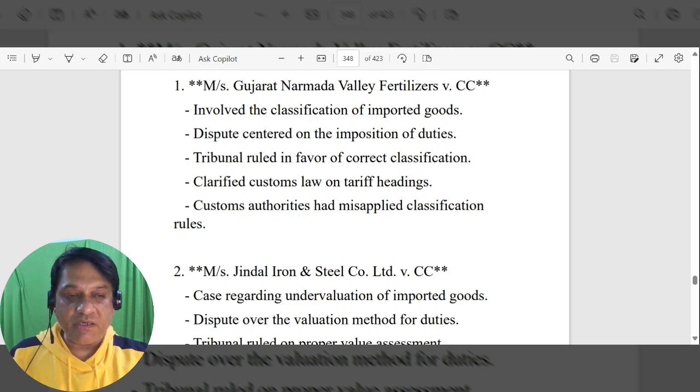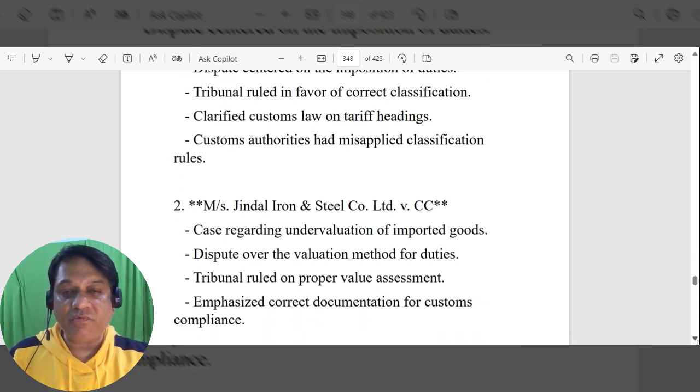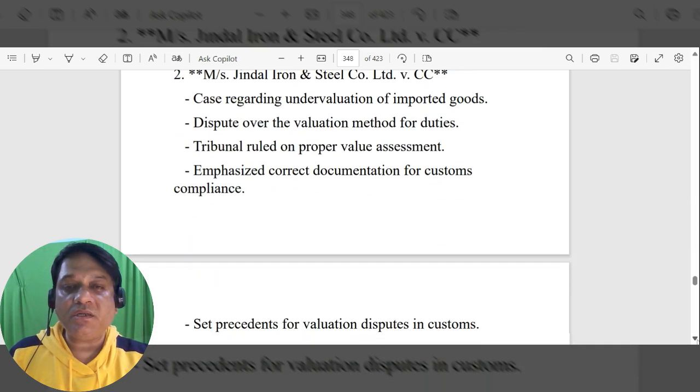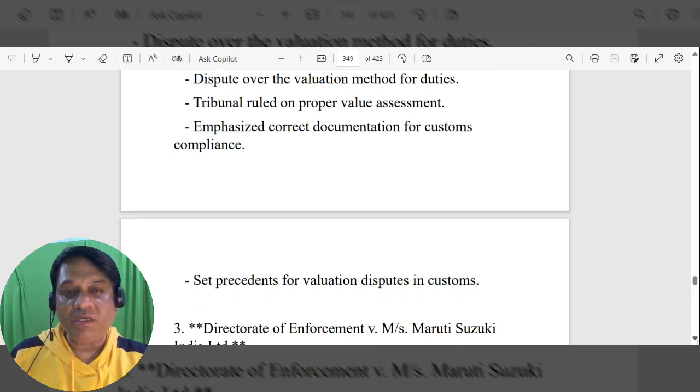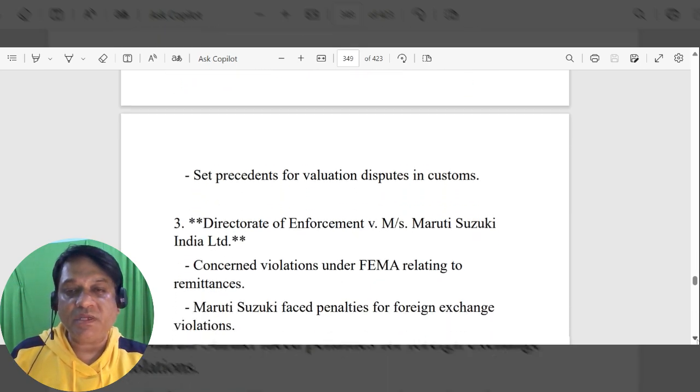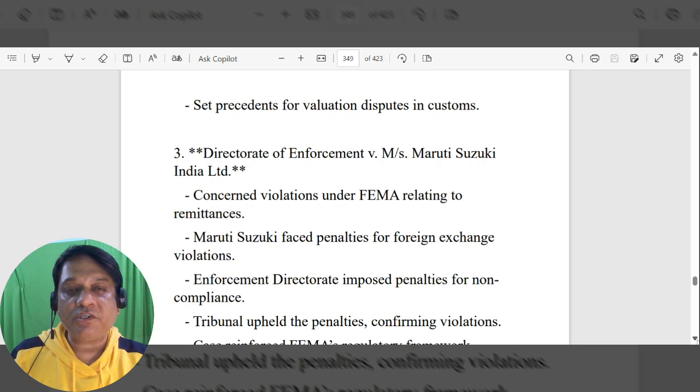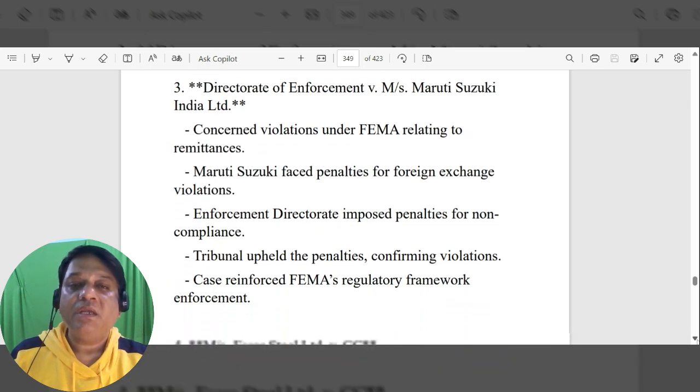Customs authorities had misapplied classification rules. Jindal Iron and Steel Company Limited versus CC. Case regarding undervaluation of imported goods, a dispute over the valuation method for duties. Tribunal ruled on proper value assessment, emphasized correct documentation for customs compliance, and set precedents for valuation disputes in customs.